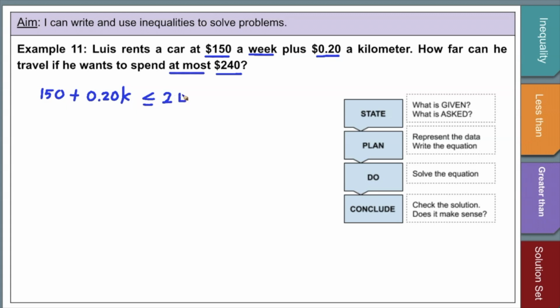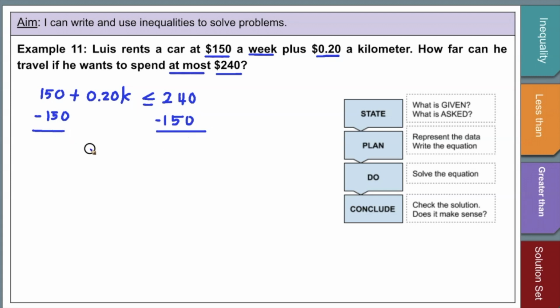So our word problem has been represented using numbers and a variable and has been translated into an inequality: 150 plus 0.20k less than or equal to 240. Let us proceed to solving the inequality by subtracting 150 from both sides of the inequality. Now take note that when subtracting, you are keeping the sense of the inequality.